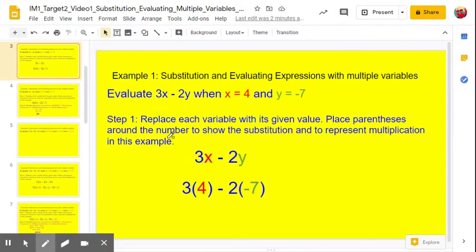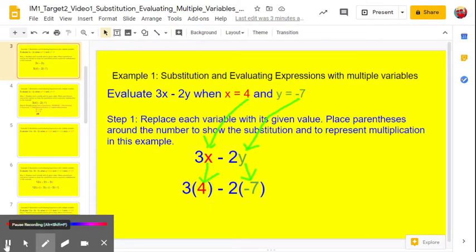So I rewrote it here, 3x minus 2y. I color coded so you see the x is the 4, y is the -7. So you see the process, right? It goes right in there. The y is -7. So replace the y with the -7. That is substitution, and we use the parentheses to show the multiplication and to show the substitution process itself.